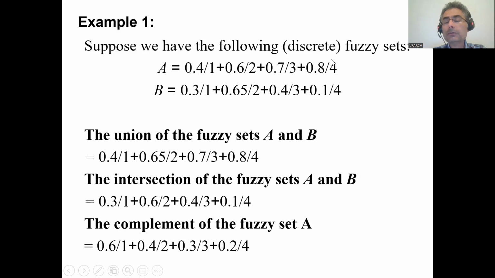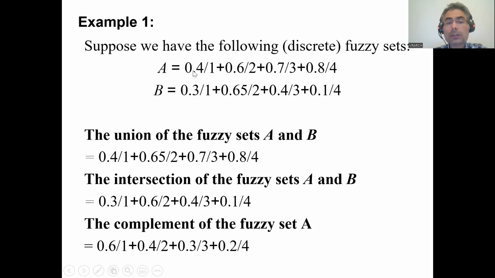And if you read it this way, number 4 belongs to fuzzy set A with a degree of membership of 0.8, and it belongs to fuzzy set B with a degree of membership of 0.1. So let's have a look at the union, intersection, and complement. Complement is only applied to one fuzzy set, whereas union and intersection need 2 or more different fuzzy sets. So the union of fuzzy sets A and B is where you need to take the maximum.